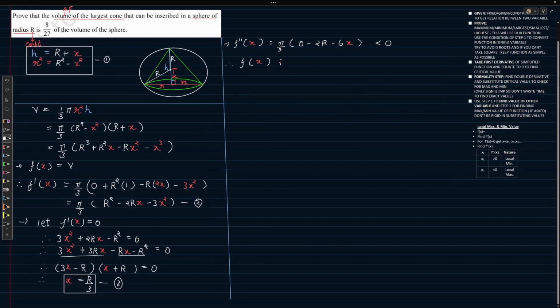F of x is maximum at which value? x is equal to R by 3. Okay, so we can now say volume V equals pi by 3 into (R square minus the value of x, which is R by 3, so whole square will be R square by 9) into (R plus the value of x, which is R by 3).